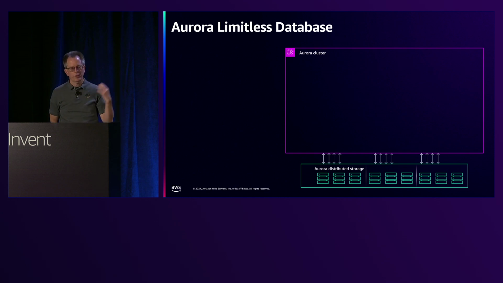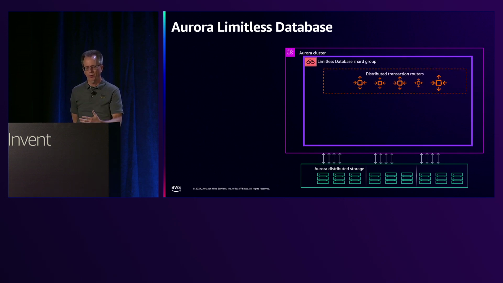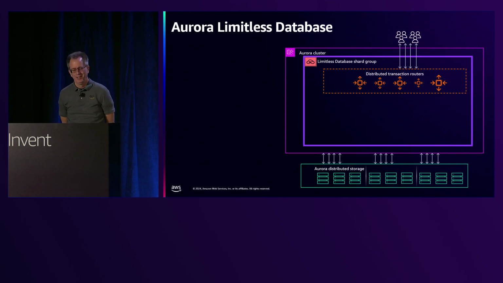So our answer for this is Aurora Limitless. This is our sharding solution. You order an Amazon Aurora cluster just like normal, but what you do is you create a database shard group instead of an instance. And this is going to give you the distributed transaction router layer, and this is the thing that you're going to connect to. As its name implies, it does the transaction handling and the routing. We're not magic namers here.